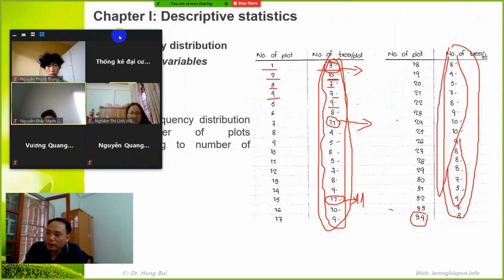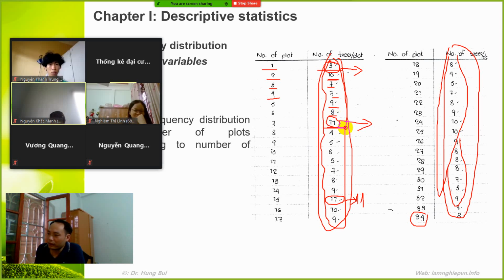So do it one by one. So the second one, the next one we put to 8. Next one we put to 11. Next one 4. Next one 5. Next one 8. So we do that one by one.